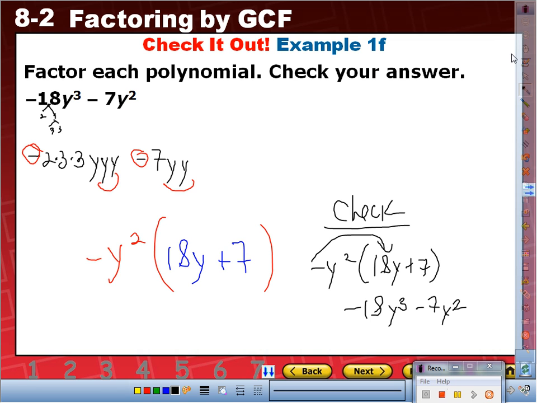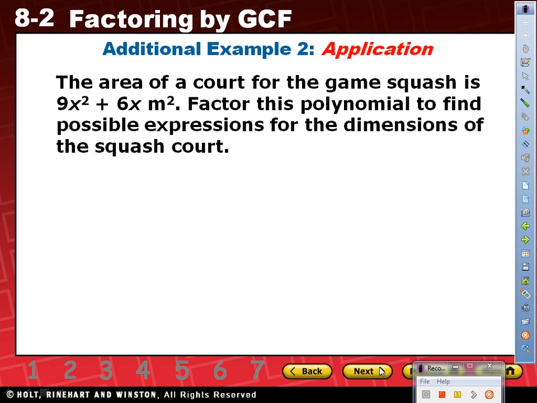Copy this one down, please. Example 2. Copy that. Hurry up, please. The area of a court of the game squash is 9x squared plus 6x meters squared. Factor this polynomial to find the possible expressions for the dimensions of the squash court.